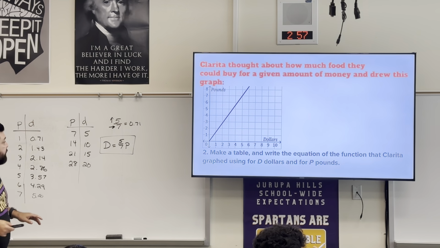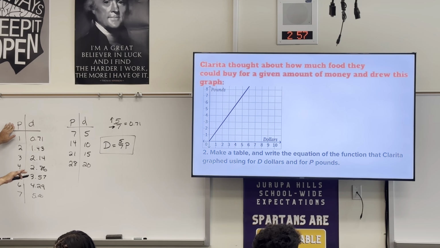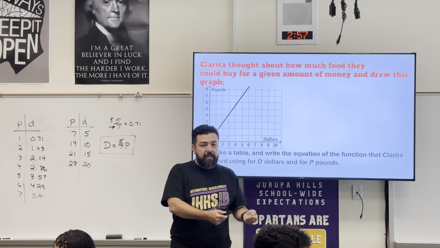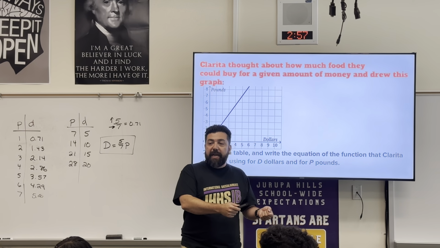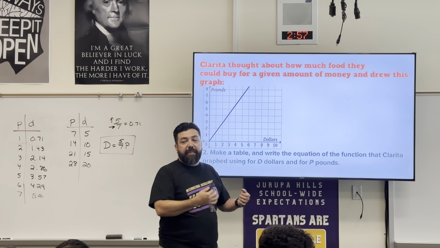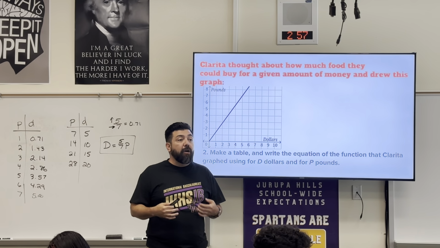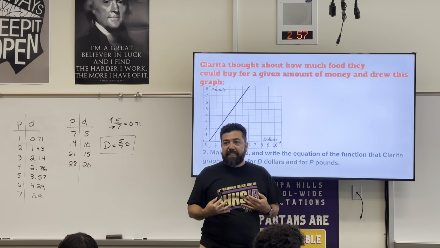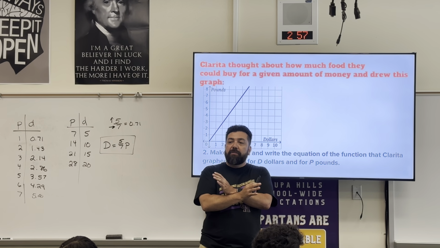Now let's think about what Carlos did. Carlos did pounds as the input and dollars as the output. But now Clarita is thinking, well, what if I come to the store and I tell the store owner, hey, I only have $15. How much dog food can I buy for $15? So now the dollars become the input because she's asking the store owner, and then the owner would say, oh, you can buy X amount of pounds for that amount of money. Does that make sense? So she's basically taking the inverse of that equation that Carlos has, right?